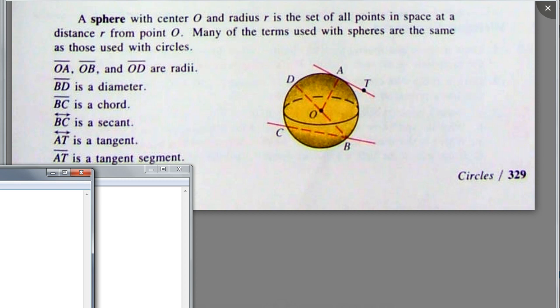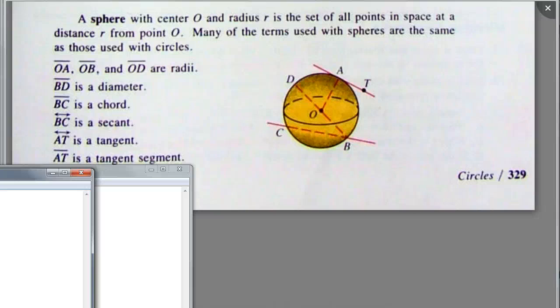Could it be OB? The segment OB hits the sphere only once, but if you were to extend it, is it a tangent? No, it would not be a tangent. It's a secant, wouldn't it? So remember, be careful. Can CB be a tangent? It's already hitting the sphere twice, so it can't be. What about OA? Can OA be a tangent? No. Even though the segment OA hits the sphere only once, if you were to extend it, is that a tangent? No, it's not. A tangent segment or ray, if you were to extend it, must be a tangent.